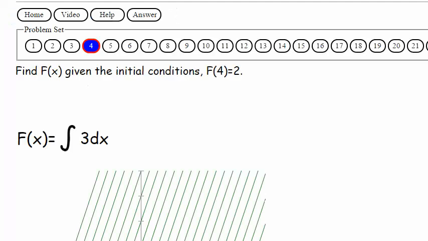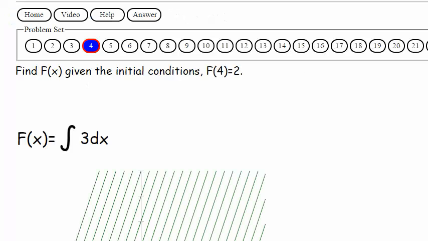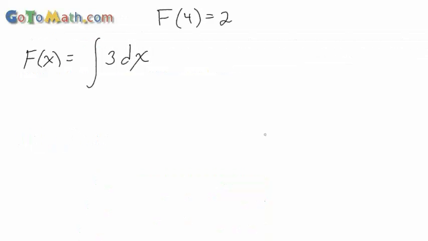So we have F of x, the antiderivative. Notice I use a capital F. We got the integral of 3dx, and we had what are called some initial conditions. When we plugged 4 in, we got 2 out. Is that right? Okay, looks good to me. I was looking back at the graph.